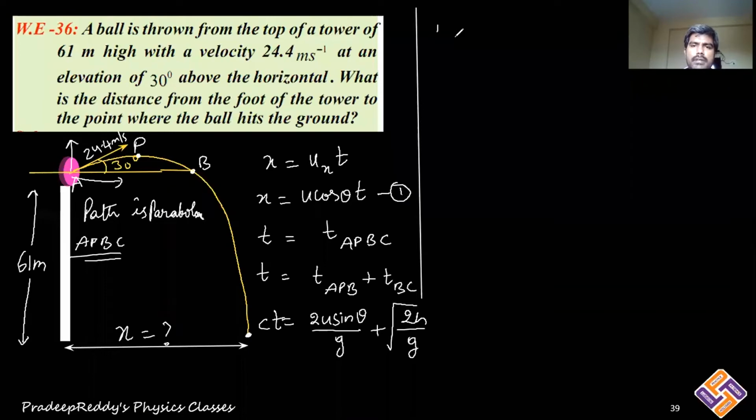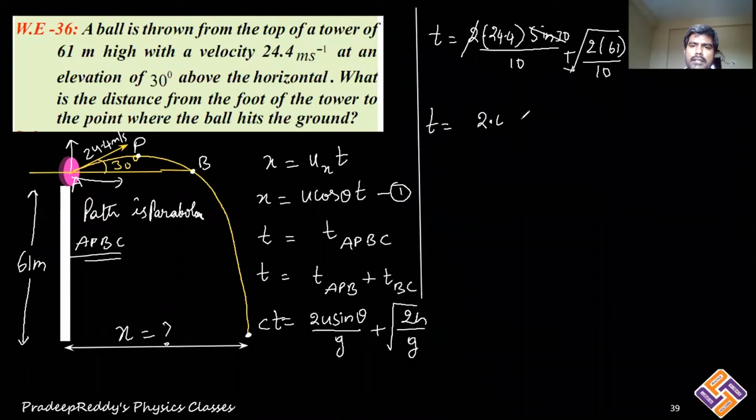So time taken T is equal to 2 into what is u given? u is 24.4 into sine 30 divided by g, take it as 10, plus under root 2 into h, 61, divided by g, take it as 10. Sine 30 and this 2 gets cancelled. So time taken will remain as 2.44 second plus under root.